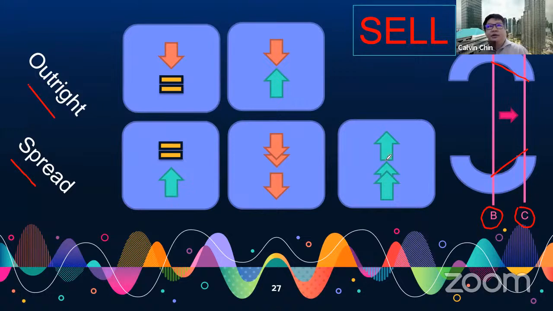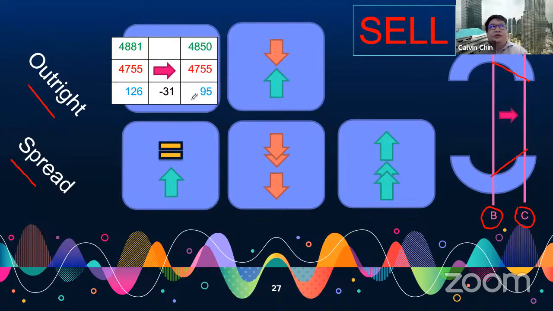Then the last example here is the first leg goes up less intensely than the second leg. That means the second leg goes up faster than the first leg. Okay. In this case, you also will get the spread narrowing. Okay. So this is the numerical example.